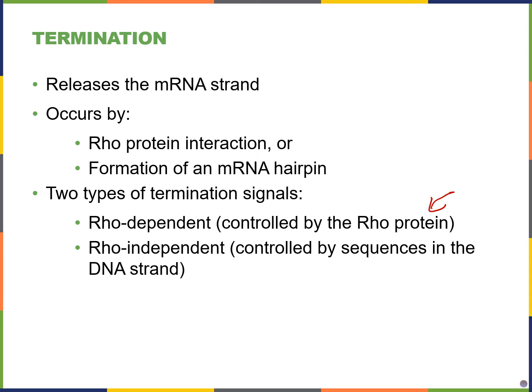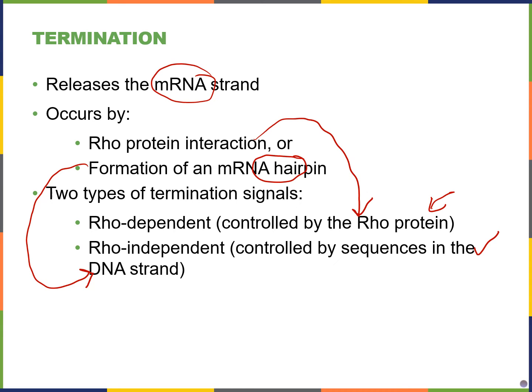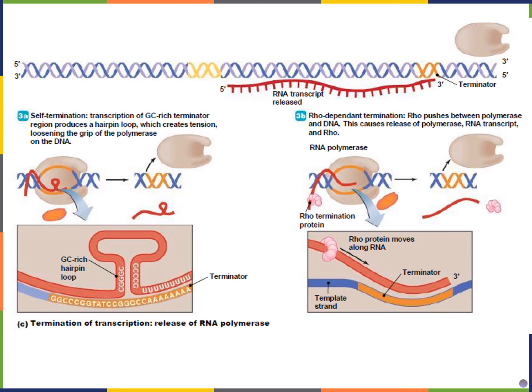In rho-independent termination, we're going to see that there are specific sequences in the DNA template strand that are going to cause a weird shape to be formed in messenger RNA called a hairpin, and then everything will break apart. So again, it's either going to be due to a rho protein, so that one is associated with this one, or the formation of a hairpin structure, which is associated with this one. And both of these cause the release of the messenger RNA strand so that it can start the process of translation. Here are some pictures of this process.